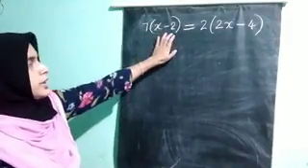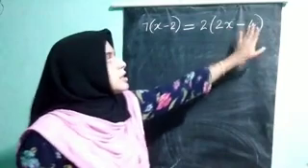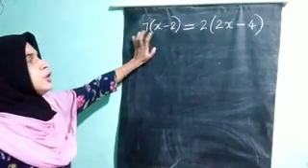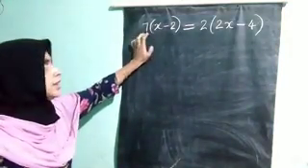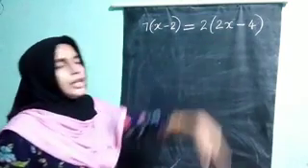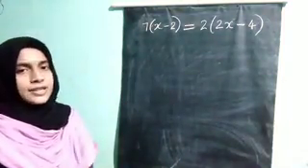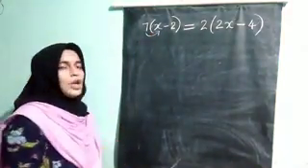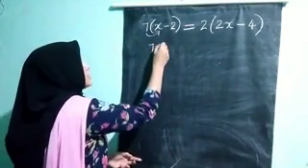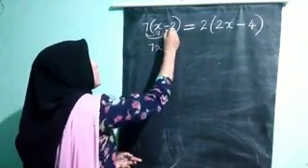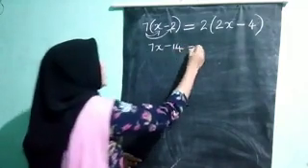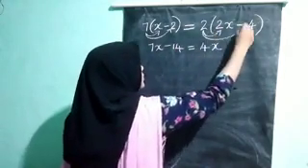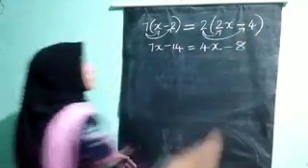Write this question. 7 into (x minus 2) equal to 2 into (2x minus 4). So in this question you can see two brackets. You have to remove the bracket by multiplying with the 7 and with the 2. Then only we can solve for x. Okay. So here 7 into x, monomial multiplying with the binomial. 7 into x, 7x. 7 into minus 2, minus 14 equal to 2 into 2x, 4x. 2 into minus 4, minus 8.